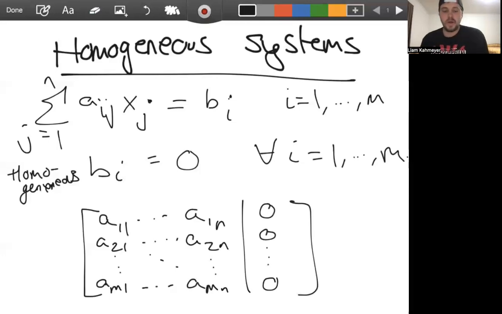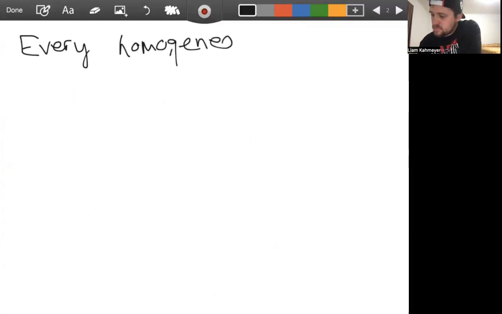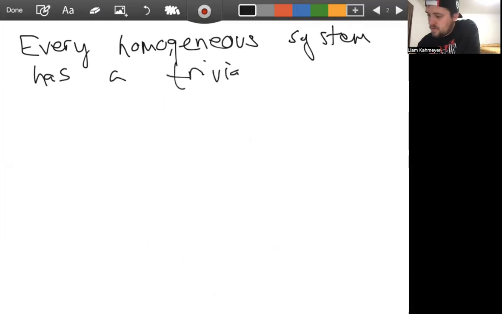And I want to try to understand or study solutions to these systems in particular, because for homogeneous systems, there's always what's known as a trivial solution. And that's never all that we're looking for. In fact, it's usually not what we care about per se. It doesn't give us much information, but it's important to acknowledge it. So every homogeneous system has a trivial solution.